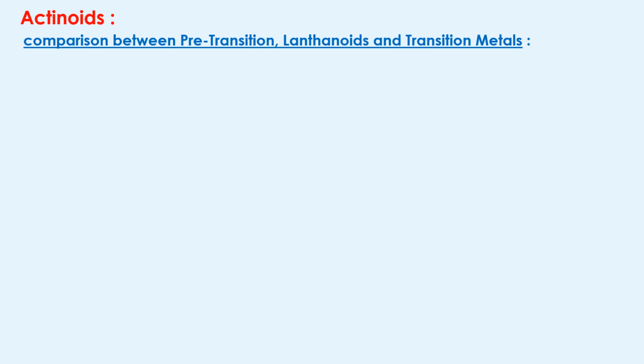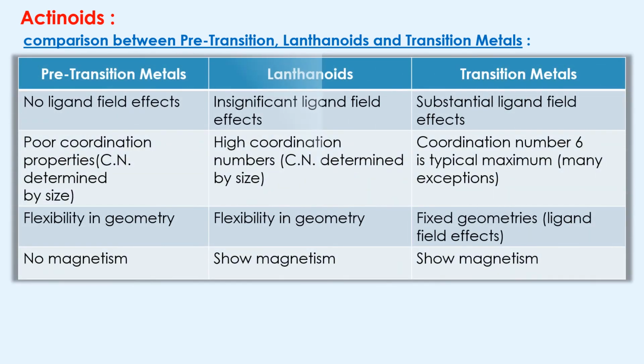Now the next comparison that we have to continue. That is, no ligand field effect is observed in pre-transition metals. For lanthanoids, insignificant ligand field effect is observed. Then for transition metals it is a substantial ligand field effect.